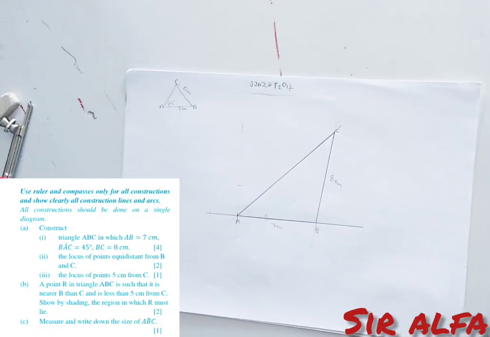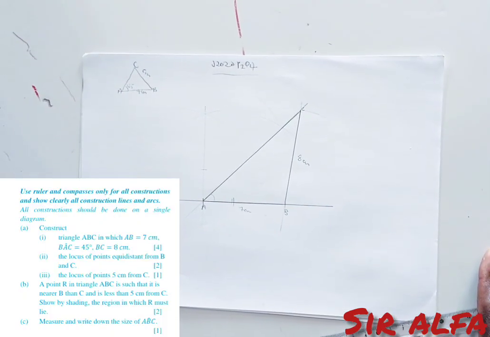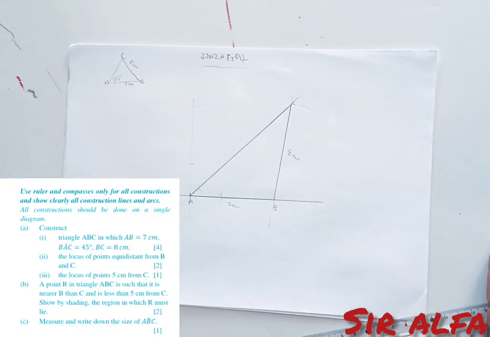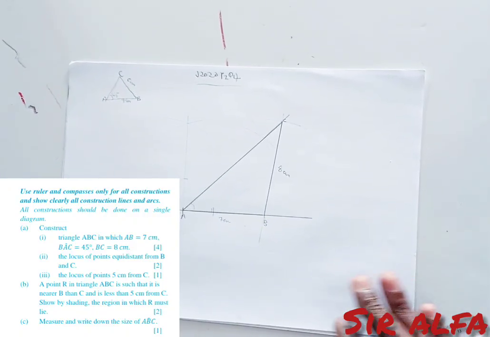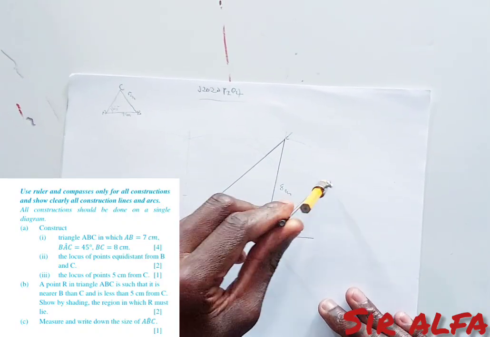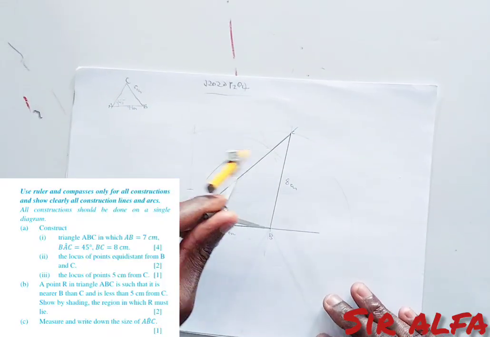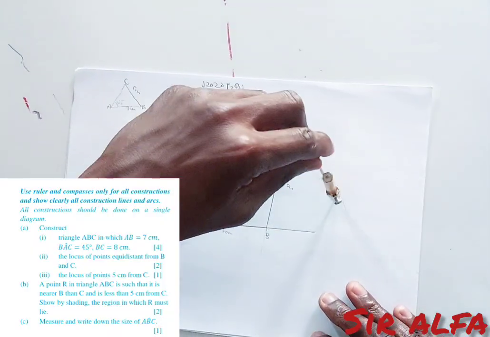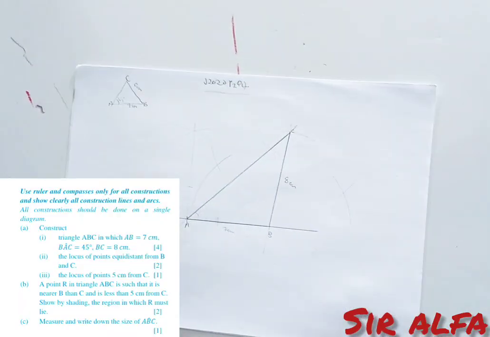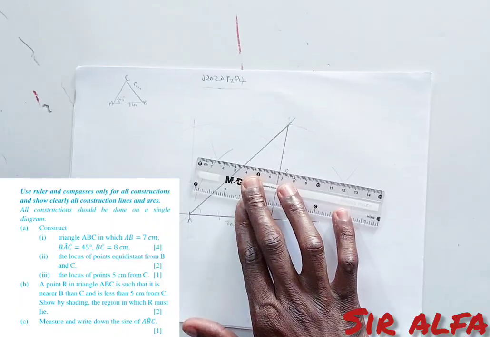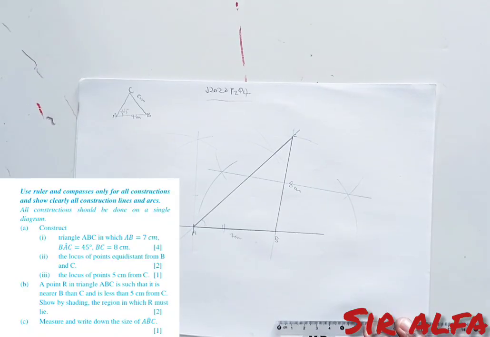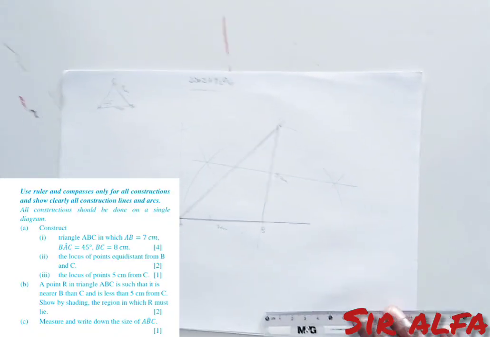The locus of points equidistant from B and C. Locus of points equidistant from a point and another point means you're going to bisect the line. Sorry, B and C. So B and C, I need to bisect this line. So I start at B, then I can just put an arc here, and another arc right there. Then I go at C, then I'll put another arc here, then I'll put another arc. Then I can join the two arcs using my ruler like this one. So this is the bisector of line BC.